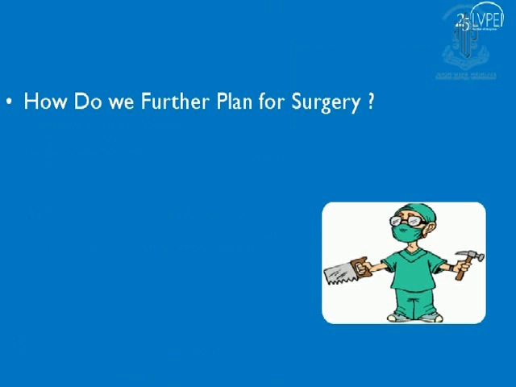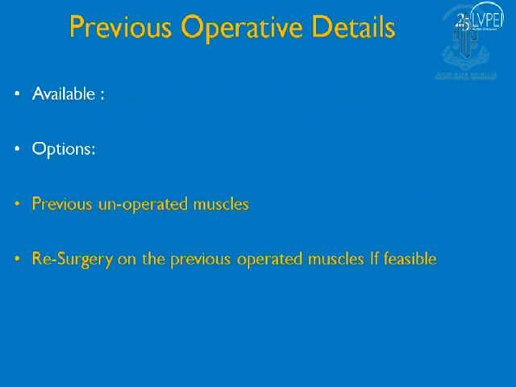So how do we plan the further surgery? We have decided which eye has been operated, and we think that there could be or there could not be presence of an abnormal muscle. It depends upon whether we have previous operative details available with us or not. For example, if we have the previously available details with us, we may have to decide only between whether we have to operate on the previously unoperated muscles or we have to reoperate on the muscles which are previously operated. So how do we decide that?